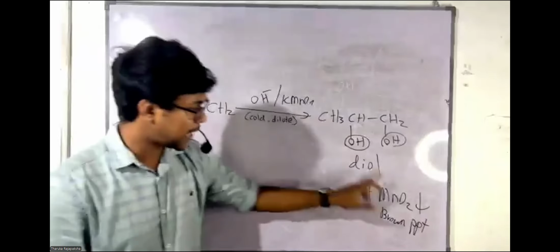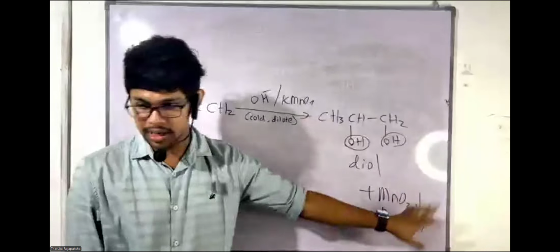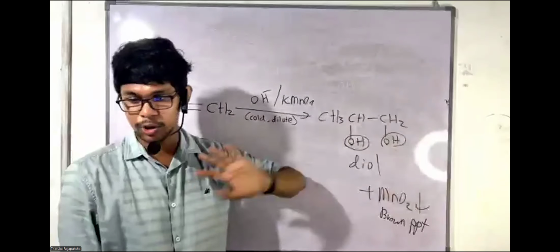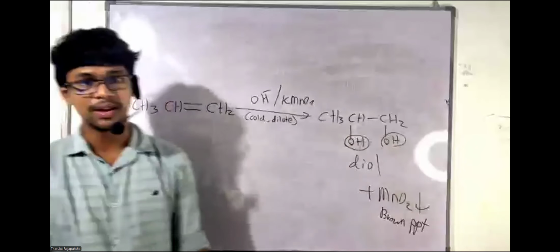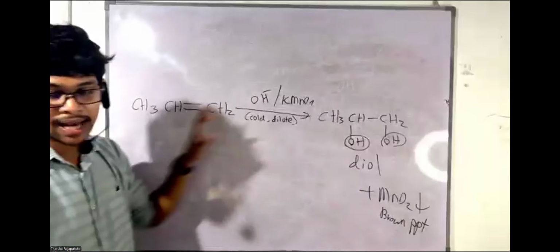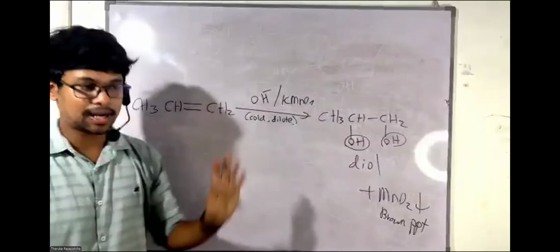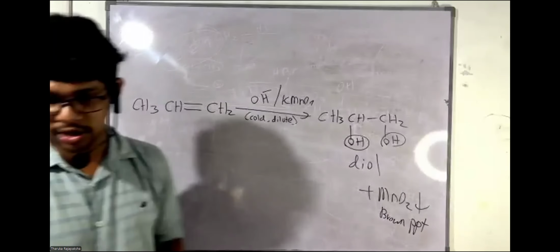And you will get a MnO2 precipitate, which is brown in color. In conversions, you don't have to write this MnO2. I just gave it for your observation. So this is a method of identification. When you add OH minus KMnO4, if you get a brown color precipitate, it's an alkene. Alkynes also react. I'll teach you that later. So this is the reaction. Write this and raise your hands when you're done.